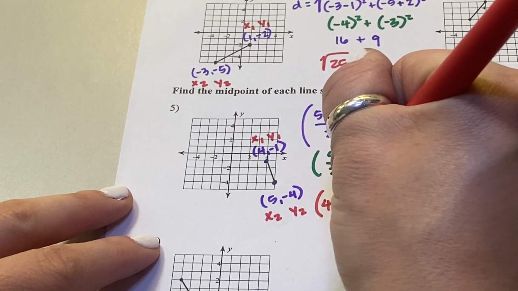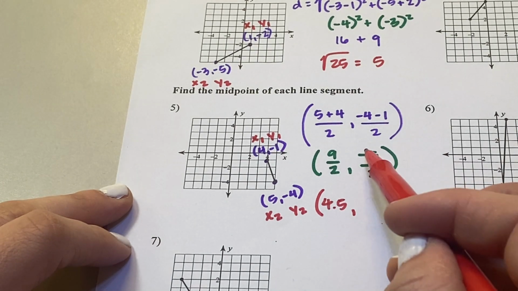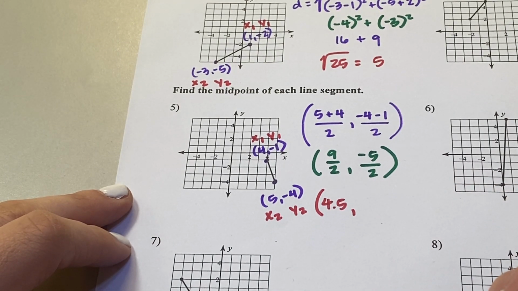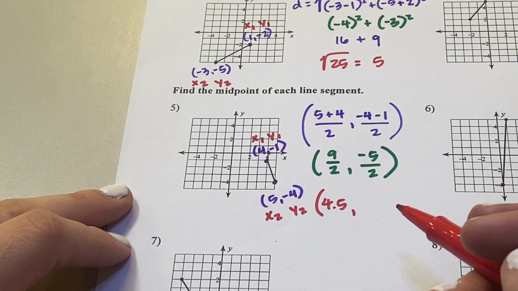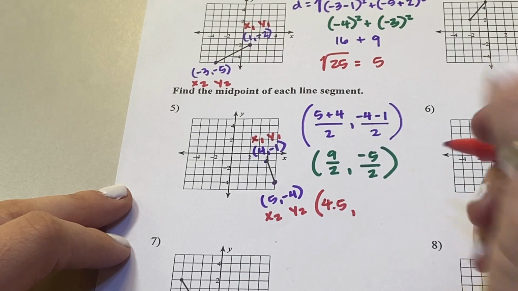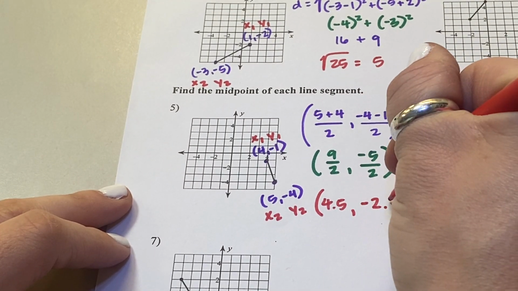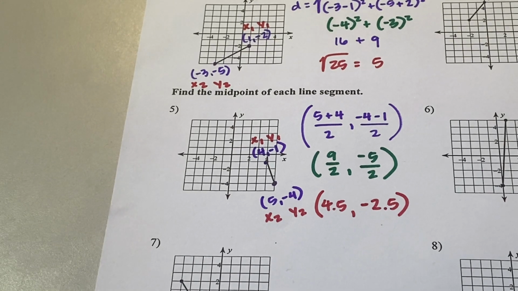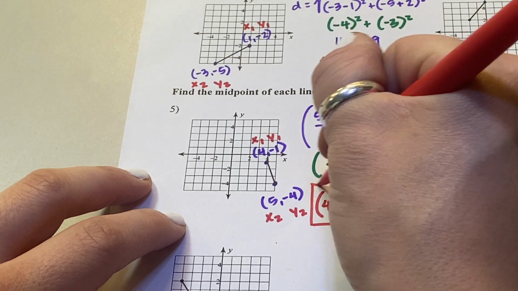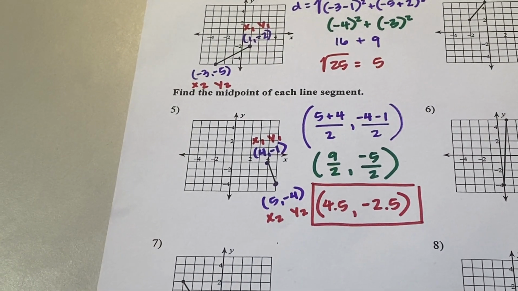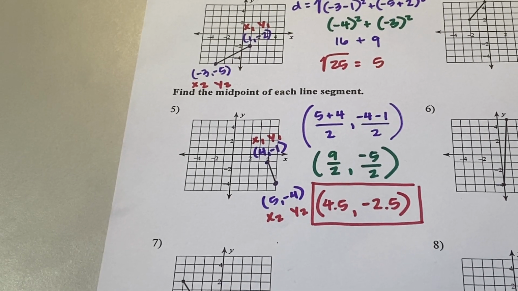4.5 for my x, and that's totally fine to get that. What about negative 5 divided by 2? It's going to be negative 2.5. There we go. Okay, totally fine that we get decimals for our answer. That is the coordinate point that is directly in between those two coordinate points. Okay, awesome job, you guys.